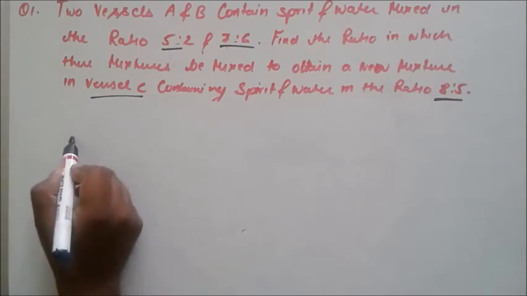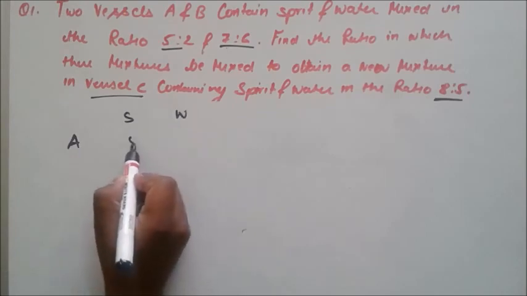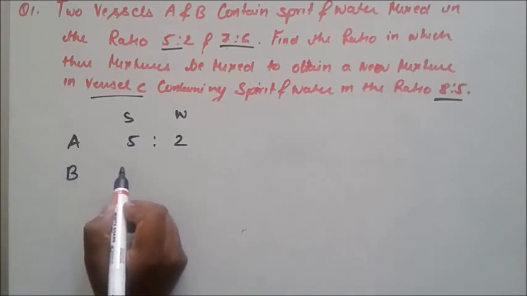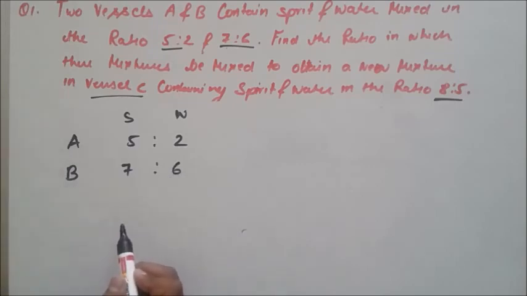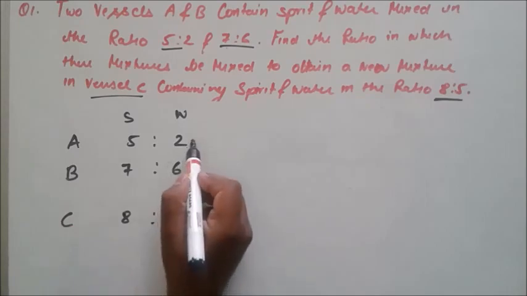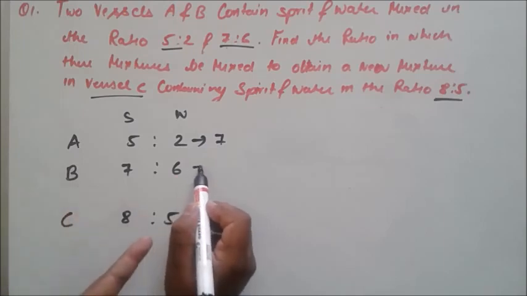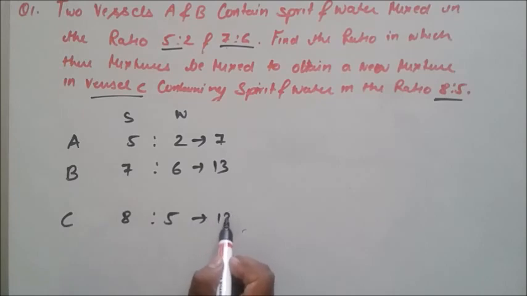In vessel A, the ratio of spirit and water is 5:2. In vessel B, the ratio of spirit to water is 7:6. If we combine these two vessels, we get a final vessel, vessel C, in which the ratio of spirit and water is 8:5. So what we have to do is calculate the total quantity. In vessel A, the total quantity is 5 plus 2, 7. In vessel B, the total quantity is 7 plus 6, 13. In vessel C, 8 plus 5, 13.